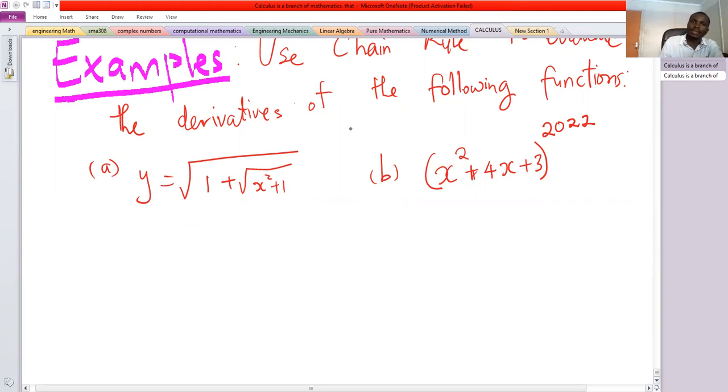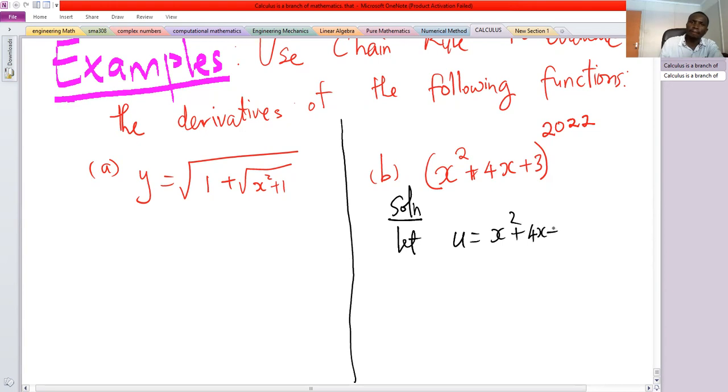So let me start with part b. B is much easier than even the first one. So, solution: you let u be x squared plus 4x plus 3. So call this y. So y will now be u raised to 2022. So du dx will be 2x plus 4.